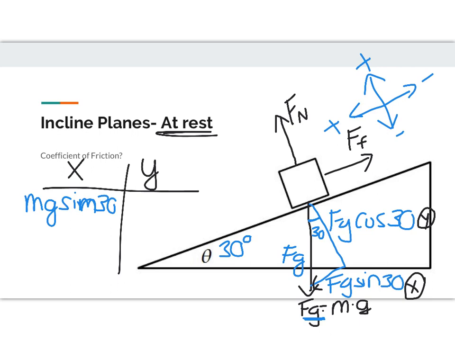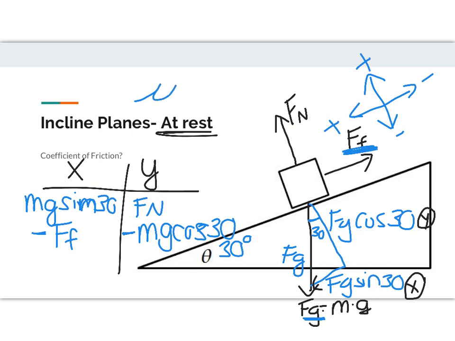Okay? And then in the opposite direction, negative, I have my force of friction. Okay? In my y direction, in the positive, I have my force normal. And in my negative, I have my mg cosine 30. Now, at this point, I can actually start solving for what I want to. So in this particular problem, I could solve for a lot of different things. Typically, we're solving for our force of friction or our coefficient of friction. This is going to be coefficient of static friction. So I'm going to be looking for mu s in this problem.